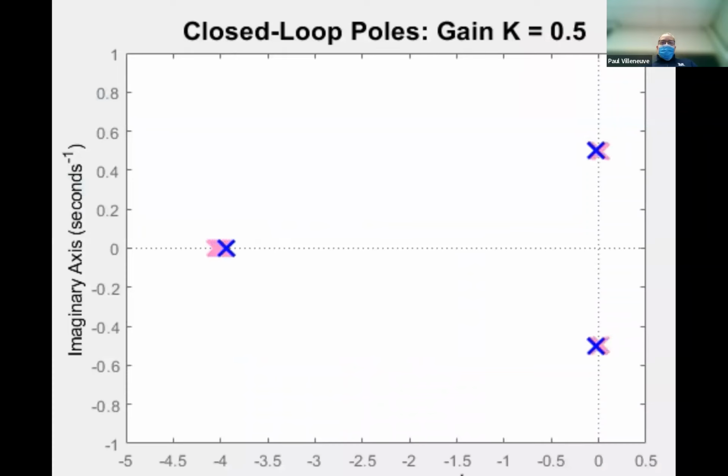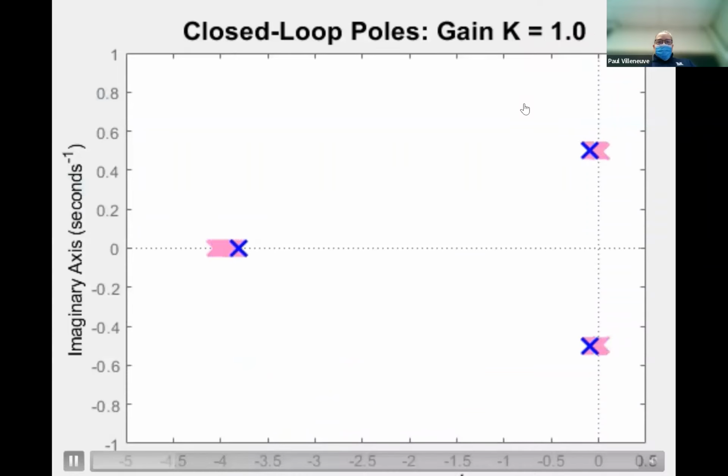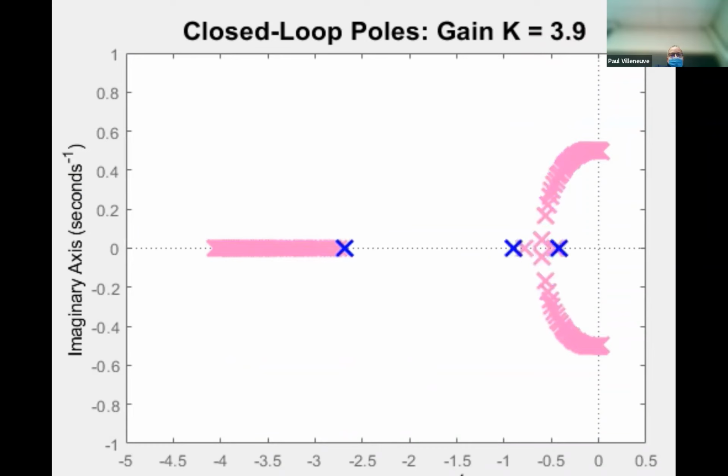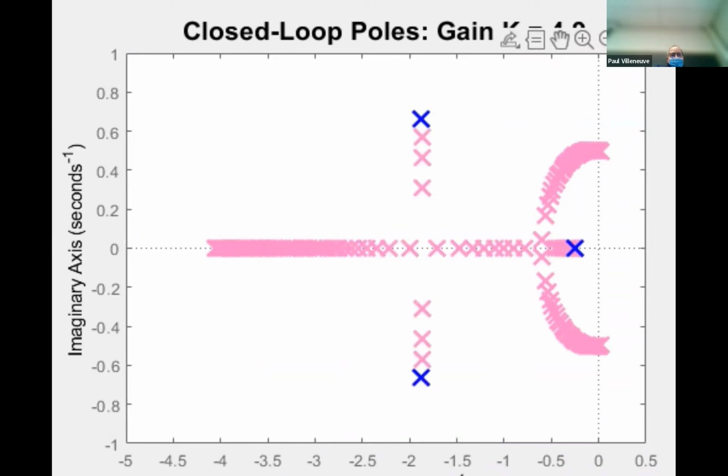So you'll actually see those moving this way. Okay, so you can see as you increase K, your pole that's on your real axis is moving to the right. Your other two poles are moving to the left. And this is what you want, because as I increase K, I get an unstable system.